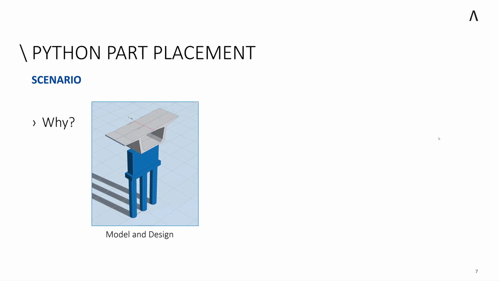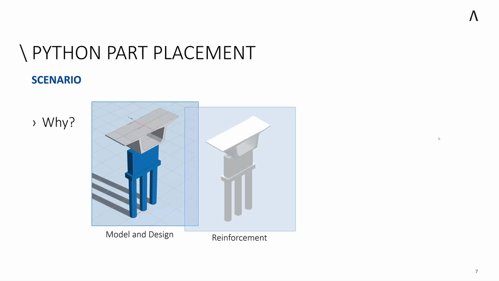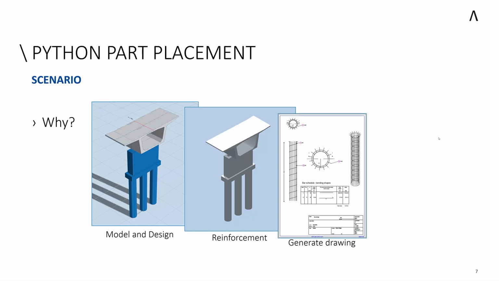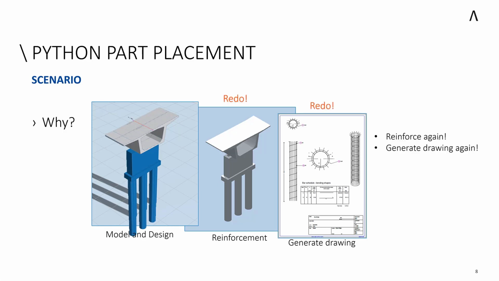Before I talk about how we can place PythonPart, let me just give you a reason why we need to concern ourselves with PythonPart placement. Let me give you a scenario. For example, let's say I have a bridge model here. I did the model, I did the analysis, and I do the design. After that, I do the reinforcement. After doing my reinforcement, of course, I will do my drawing. But what if I go back to my first step to the model and I make some changes? In this case, I change the height of my piles. Well, in this case, I have to redo my reinforcement as well as my drawing again and again.